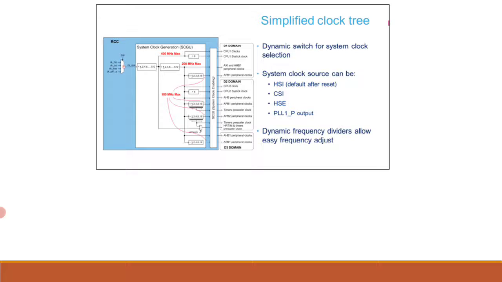The clock of the CPU1 does not exceed 480 MHz. The AHB clocks do not exceed 240 MHz, as well as the CPU2 speed. The APB clocks do not exceed 120 MHz. Note that HRTIM, the high resolution timer, and certain timers can use clock frequencies up to 480 MHz.